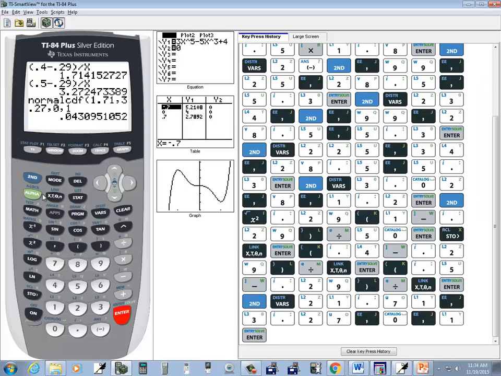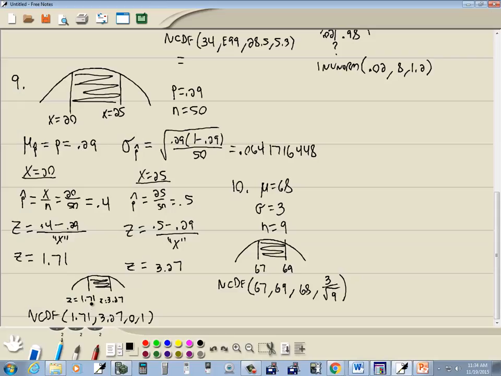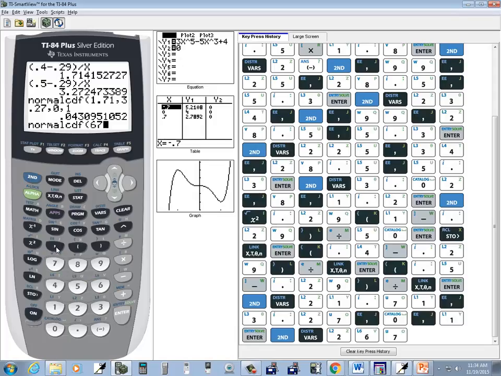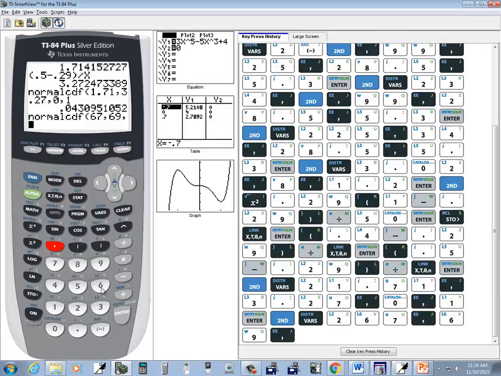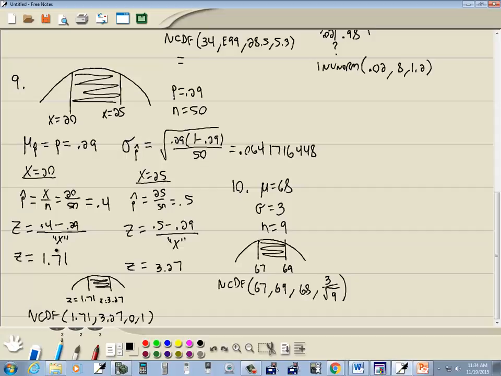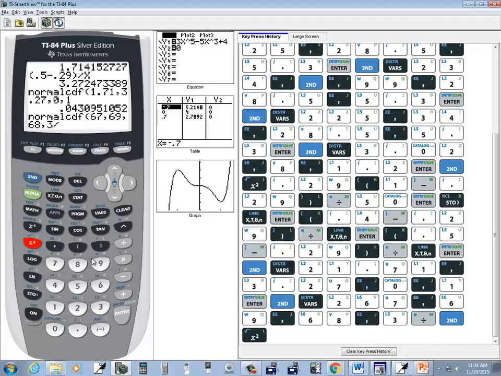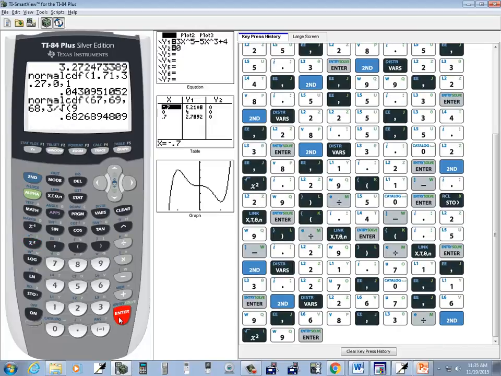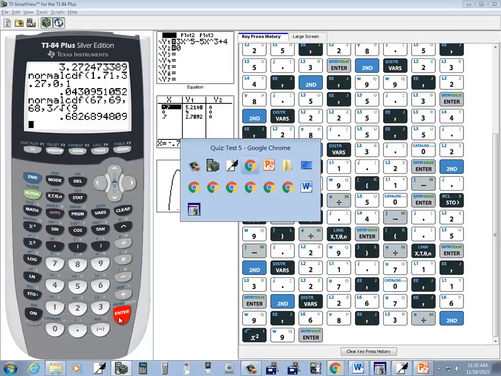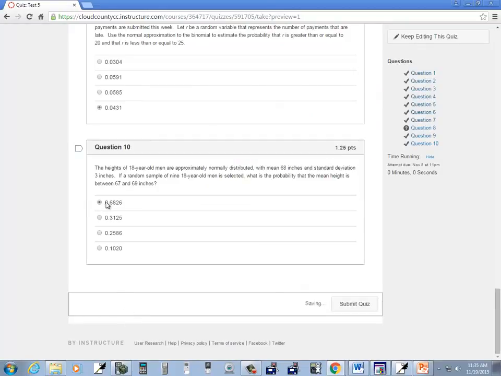Okay, so let's see what that gives us. Second vars, normal CDF, 67, comma, 69, comma, 68, comma, 3 divided by square root of 9, which actually gives us 1, but go ahead and put it in there. 0.6827. 0.6826. That's the closest one. So that'd be the overview of how to do those problems on this test.